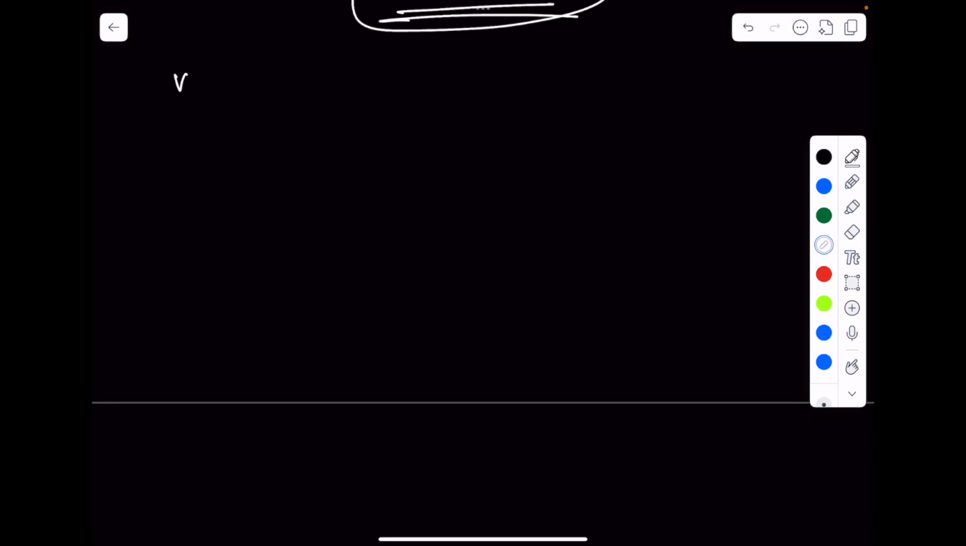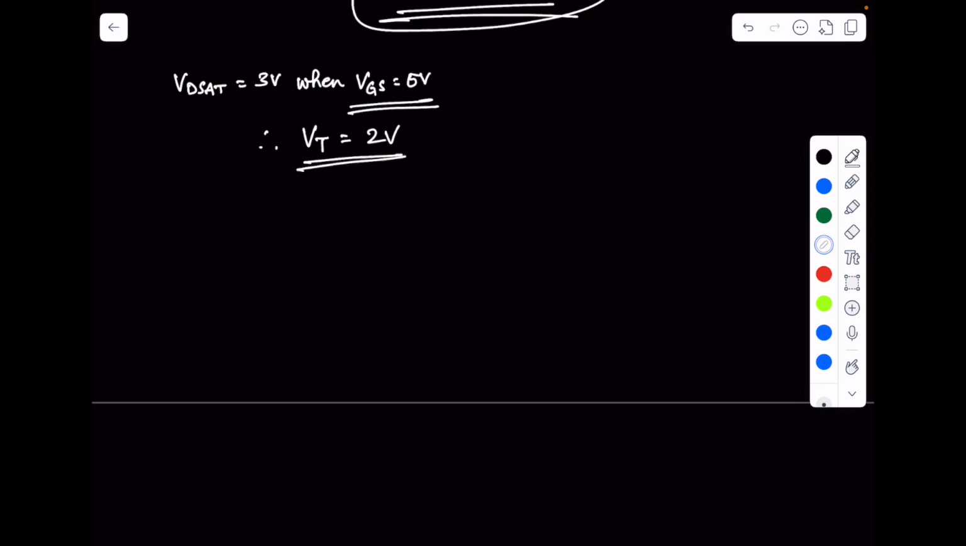So what are you given? You're given VD sat is 3 volts when VGS is equal to 5 volts. So when VGS is 5 volts, the I saturates at 3 volts. Therefore, this immediately gives you a VT of 2 volts. VGS minus VT is VD sat, or in other words, your VT is 2 volts. So when VDS is equal to 5 volts and VGS is equal to 5 volts, the transistor is in deep saturation.